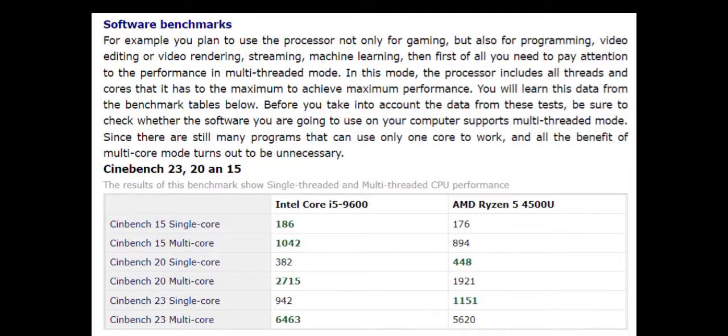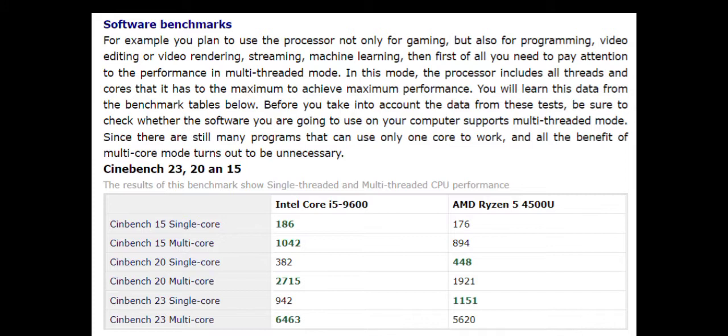For software benchmarks, for example, if you plan to use the processor not only for gaming but also for programming, video editing, video rendering, streaming, or machine learning, then first of all, you need to pay attention to the performance in multi-thread mode. So, in this mode, you will look at the benchmark data below before you take into account the data of the other tests. Be sure to check whether the software you're going to use on your computer supports multi-threaded mode.